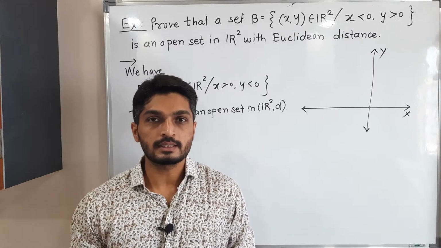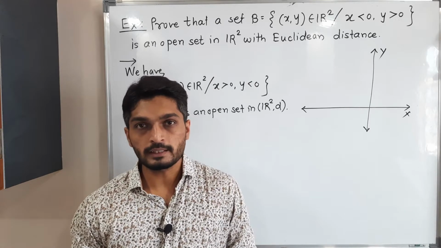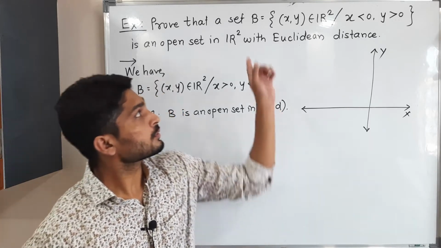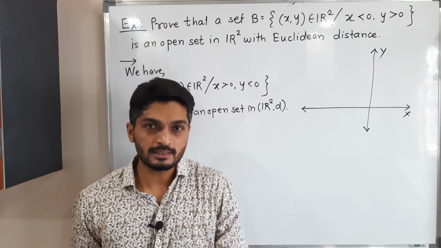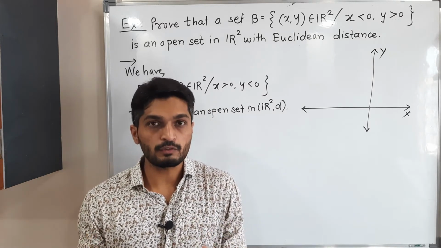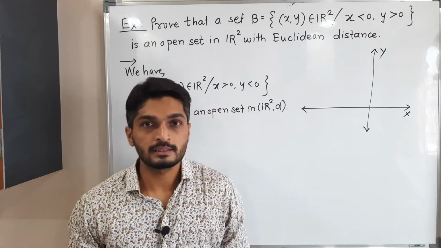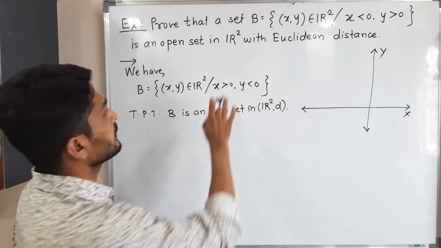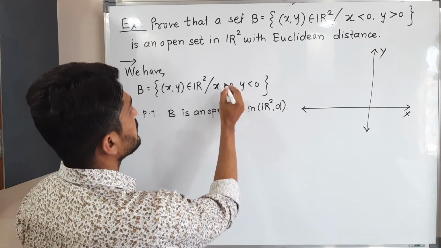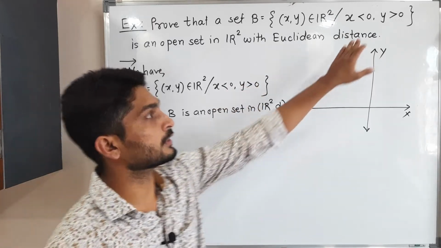Let us discuss this example. In this example, one set is given and we have to prove that it is an open set. See the definition of that set that I have written here. It is a subset of R2 where X is positive and Y is negative. Sorry, here X is negative. What is given here? X is negative and Y is positive.